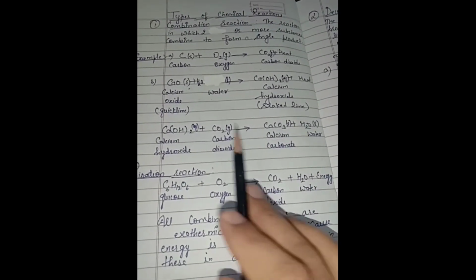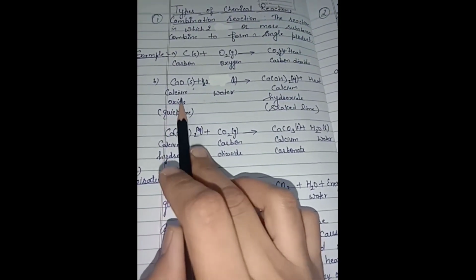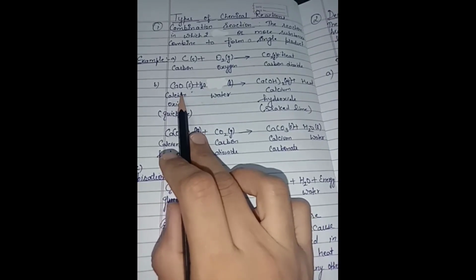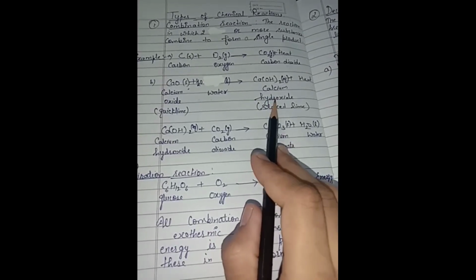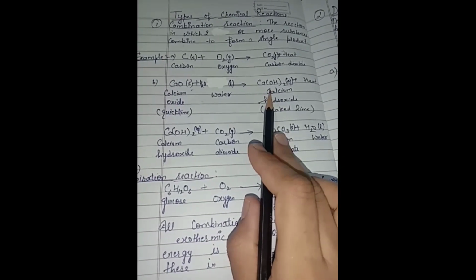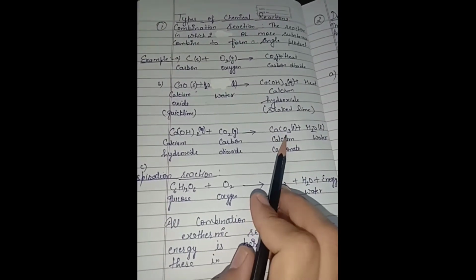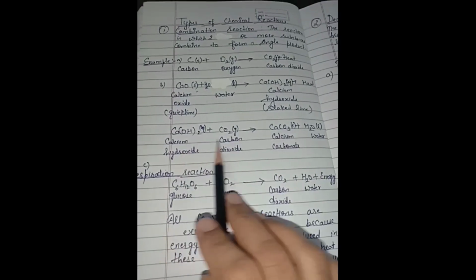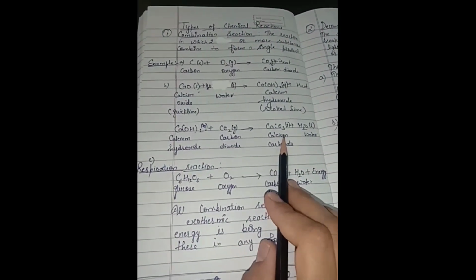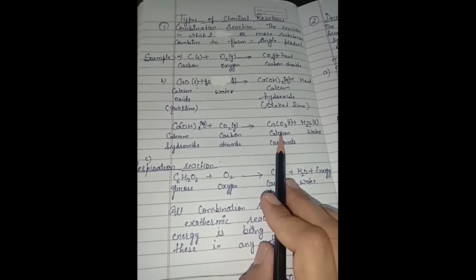In this reaction, this calcium oxide called quicklime, we can say it is chuna, that is used for painting. When we add water to it, it forms calcium hydroxide, चूने का पानी. And when we apply this on the walls, it automatically reacts with carbon dioxide of air and forms calcium carbonate. It is called चूने का पत्थर. So these are also examples of chemical combination reaction.